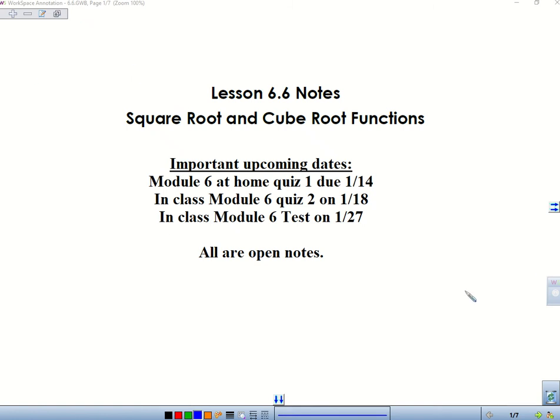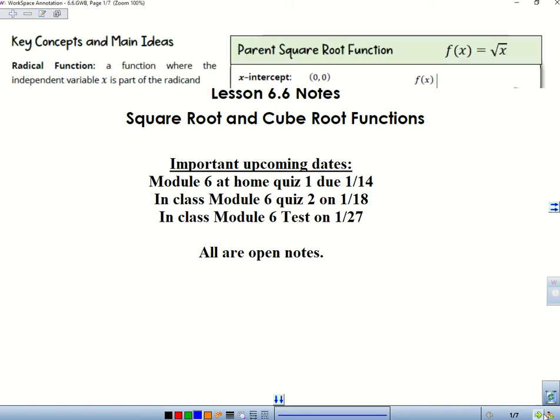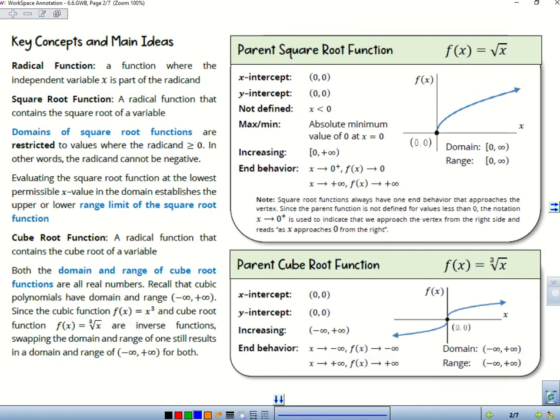So today we are going to be doing 6.6, which is square root and cube root functions. The main idea here is that with a square root function, the domain is always going to be restricted because, as you can see, it is almost like a ray in geometry, where one endpoint is there and the other is going off to infinity in whatever direction it goes.